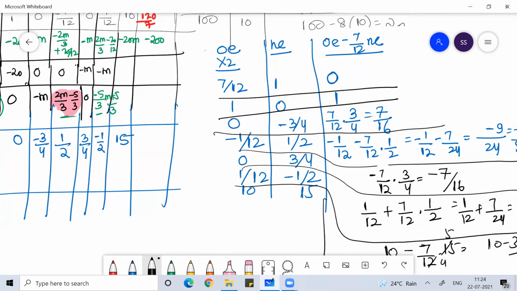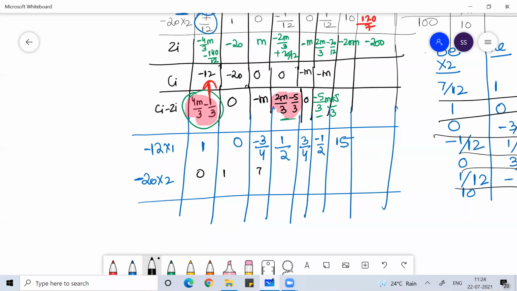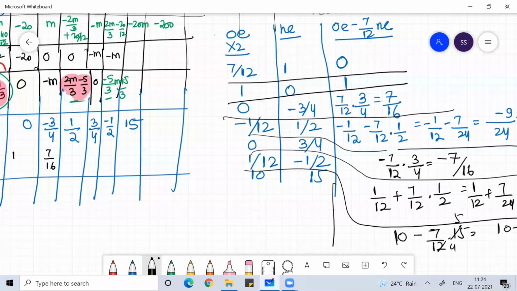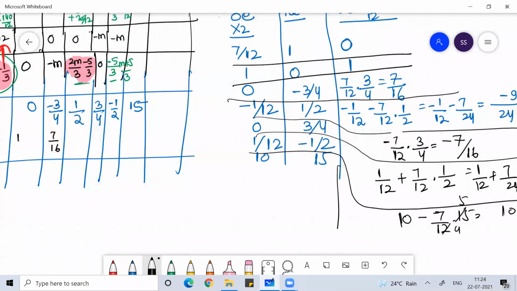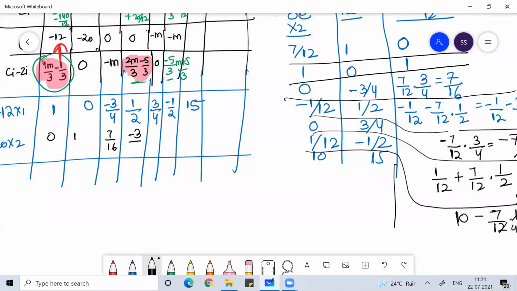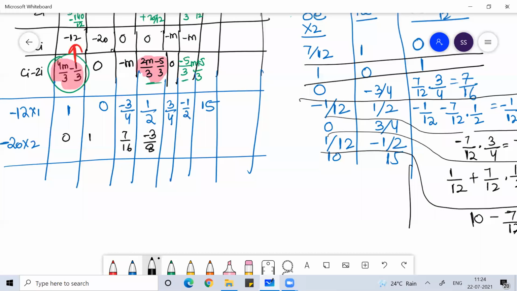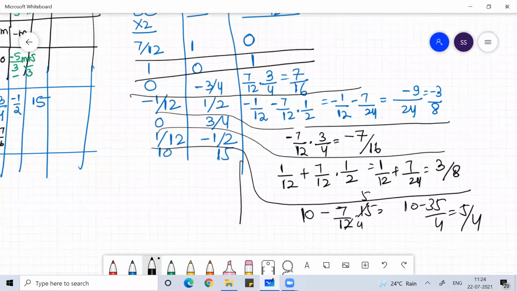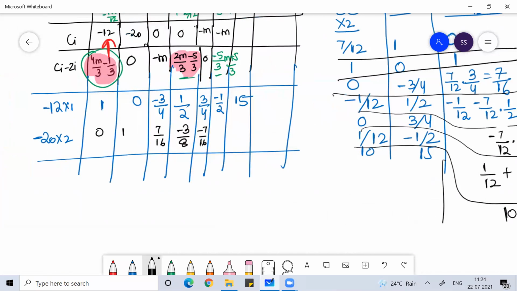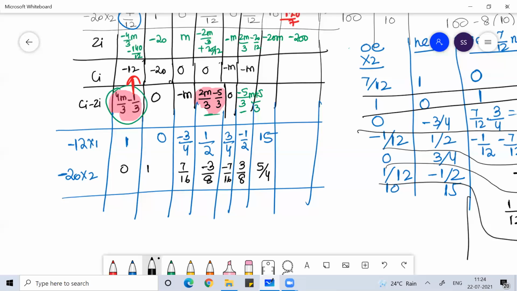So you can write down these values for x2: 0, 1, 7 by 16, minus 3 by 8, minus 7 by 16, 3 by 8, and 5 by 4. Clear, everyone?